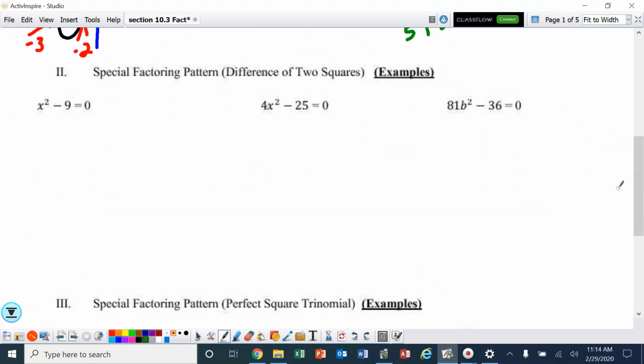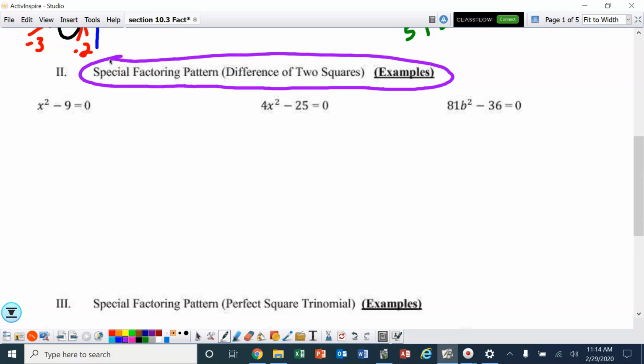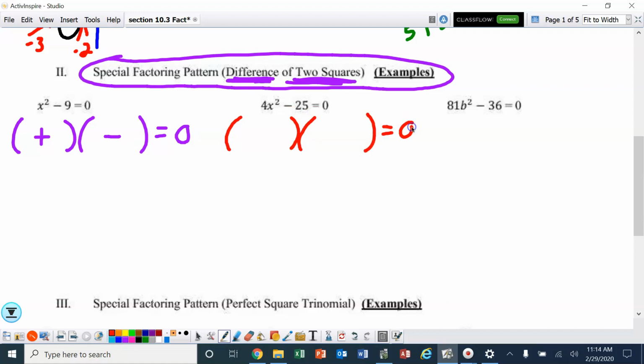Special factoring patterns. You have done these before. These are supposed to be easier, not harder. These are called difference of two squares. Both terms are perfect squares. x squared and 9 are perfect squares. Now, we're always going to have a plus and a minus in each one. So these are easy.